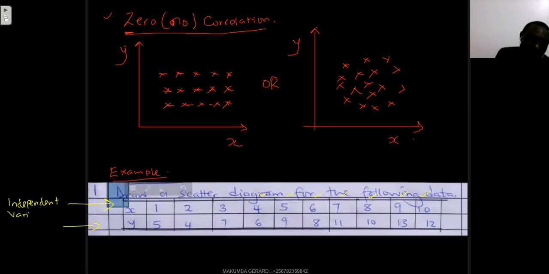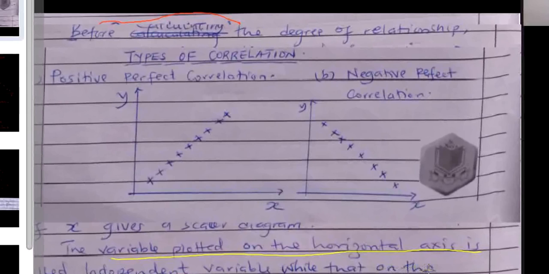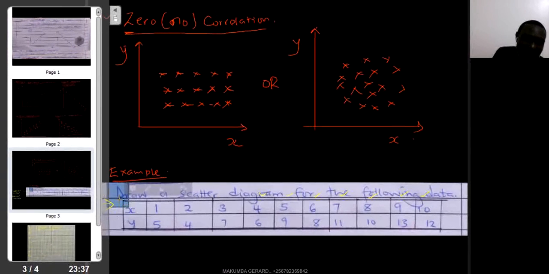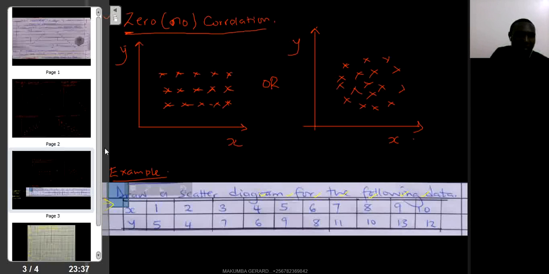Variable, and what follows next. For that reason, when you look at slide 1, we say that the variable plotted on the horizontal axis is called the independent variable, while that plotted on the vertical axis is called the dependent variable. So what comes first in our table is always the independent variable, and it will be plotted on the horizontal axis. Then the dependent variable is always going to be plotted on the vertical axis. Okay, so that is our number 1 question about correlation.